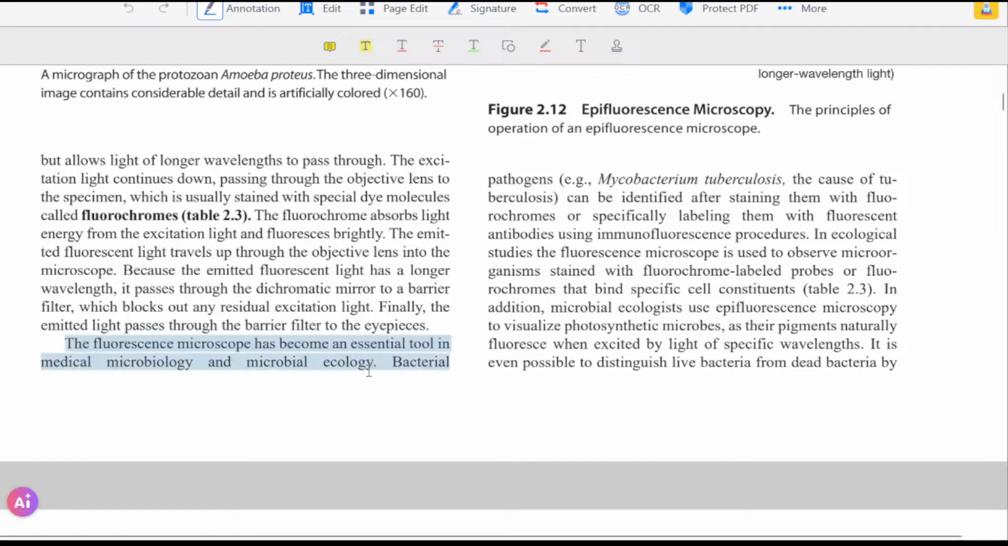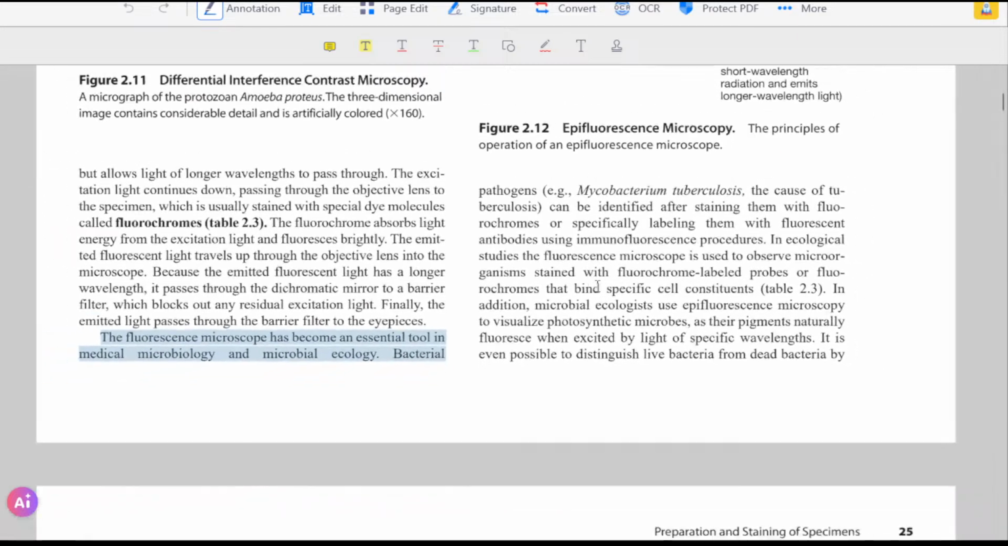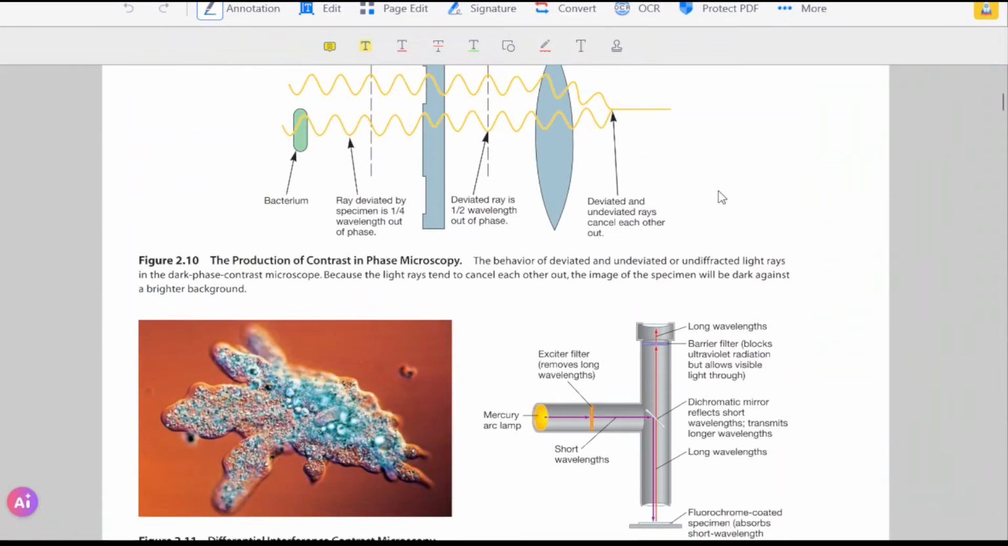The fluorescence microscope has become an essential tool. We don't have to study this before going through this. We look at this diagram.